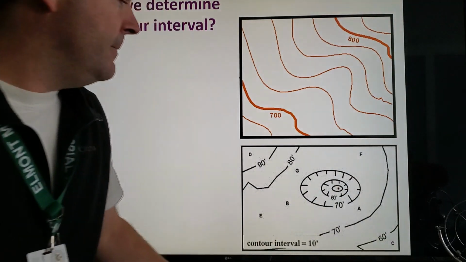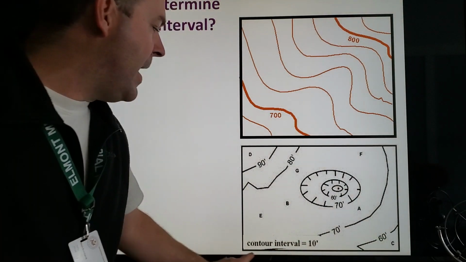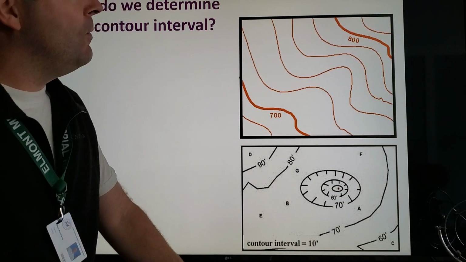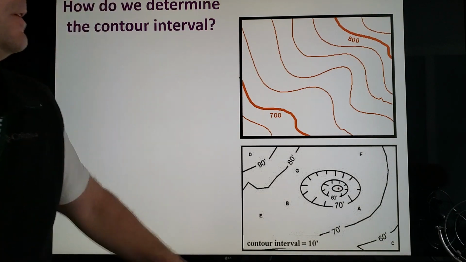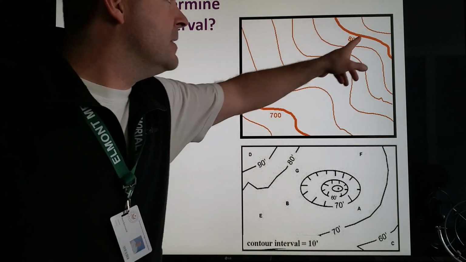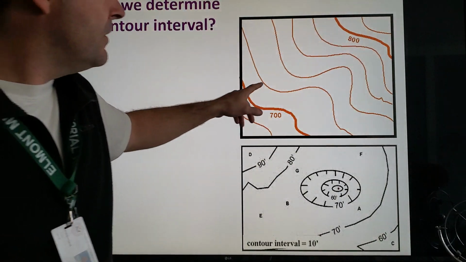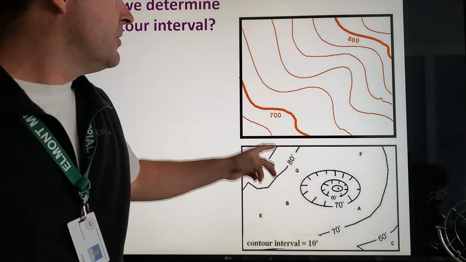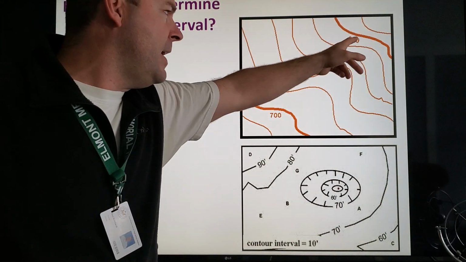How do we determine the interval? Well, a lot of times the interval is on the bottom corner of the map, but not always. So you have to be able to figure out what it is if they don't give it to you. Well, take a look here. There are usually some thicker lines on the map, separated by thinner ones. The thicker ones are usually labeled. So this says 700, this says 800.